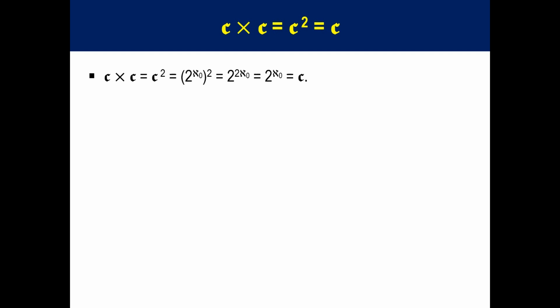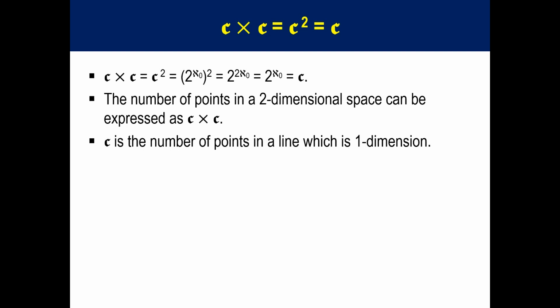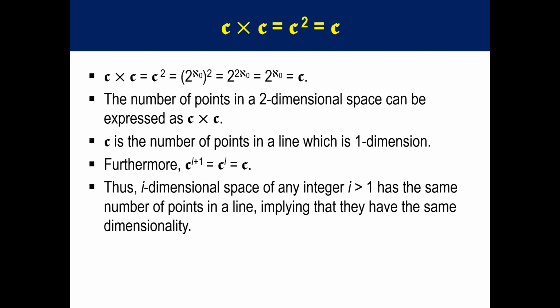C multiplied by C equals C squared equals C from this cardinal arithmetic. The number of points in a two-dimensional space can be expressed as C multiplied by C. C is the number of points in a line, which is one dimension. Furthermore, C to the power i plus 1 equals C. Thus, i-dimensional space of any integer i has the same number of points as a line, implying they have the same dimensionality, and this will be further discussed in the next chapter.